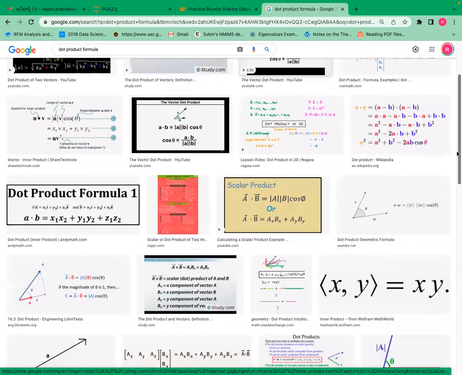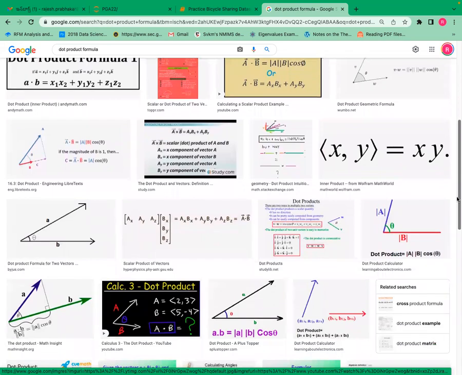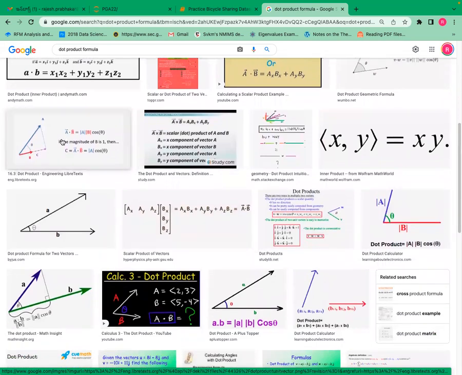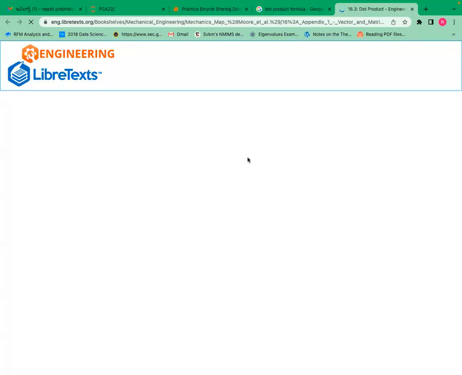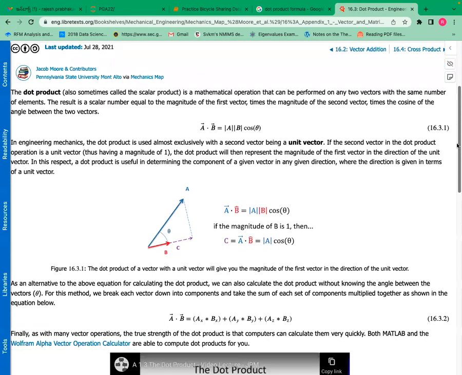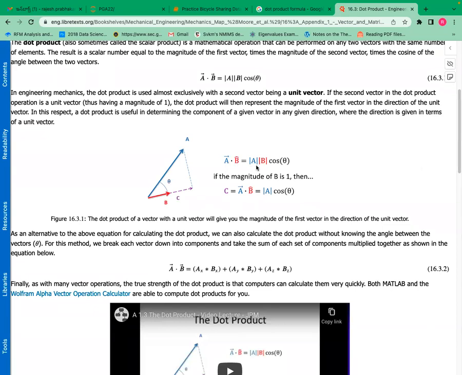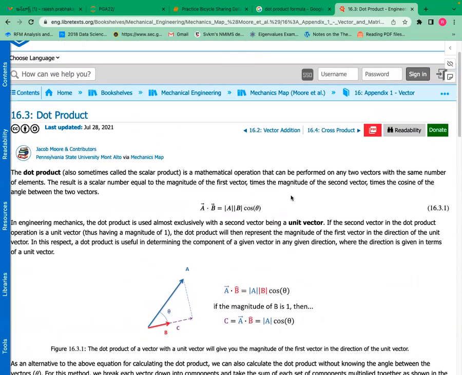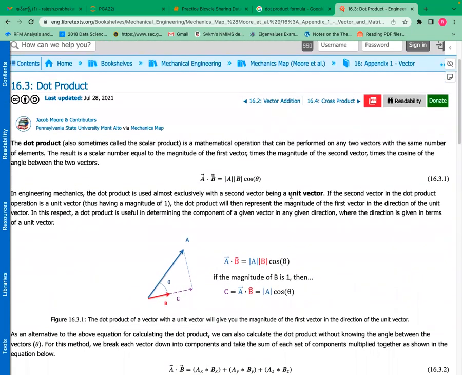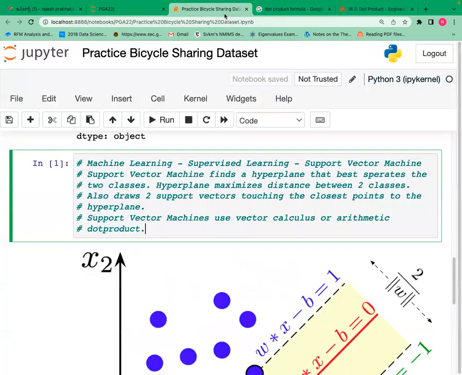The dot products are widely used. Dot product is used in calculating the values or the distances between the existing point and the proposed point. So vector A into vector B is equal to magnitude of A into magnitude of B into cos theta. If the magnitude of B is 1, then C is equal to vector A into vector B, which is equal to magnitude of A into cos theta. So it is all about vector mathematics and vector calculus, which is widely used in your support vector machines.